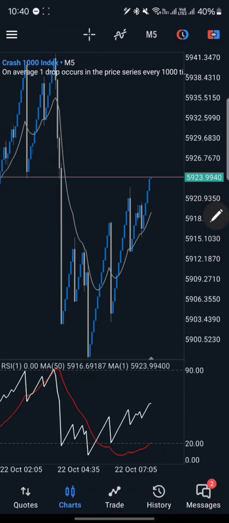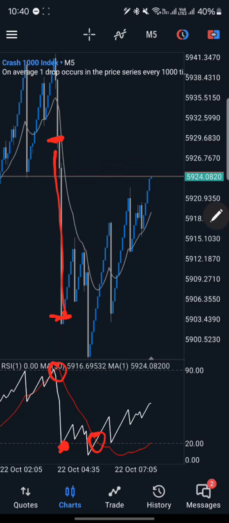So if we use Crash 1000 as an example, we can see here we had a crossover, wait for the candle closure, take our trade, and here we reached level 20, we're out of the market.